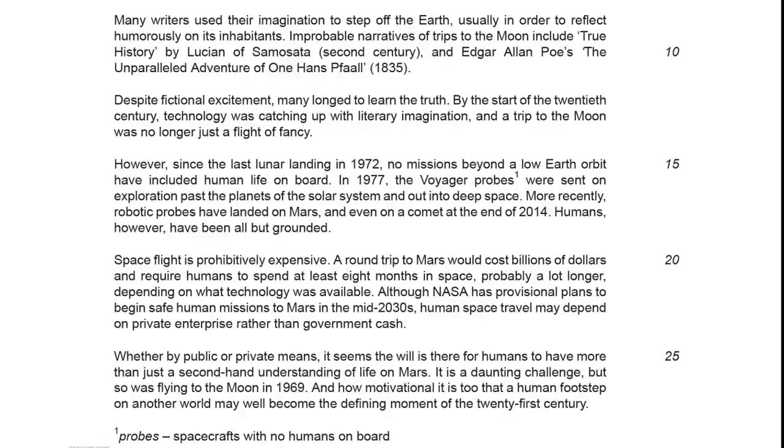Important to note is that this question is another one which assesses your understanding of both explicit and implicit ideas. Certainly one explicit idea, i.e. an idea which is clearly stated in the text, is that humans so far have not been able to go to Mars due to how expensive the trip would be. And of course, they would have to spend at least 8 months, if not longer, in space. So I've just highlighted those 2 explicit ideas.